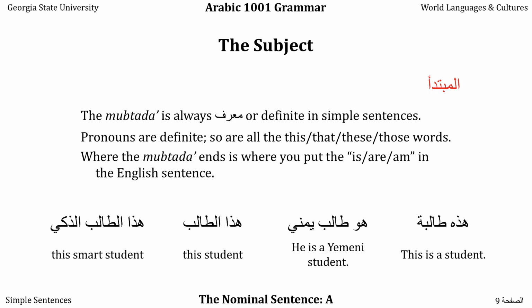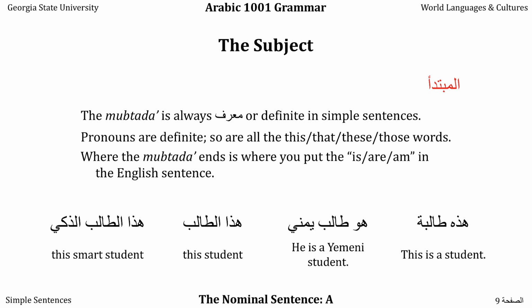So once again, we have the same examples here. Hadhihi is definite, taliba is indefinite. So we know this is a sentence, and we put the is between them. Huwa is definite, talib is indefinite. So we know this is a sentence and we put the is between them.